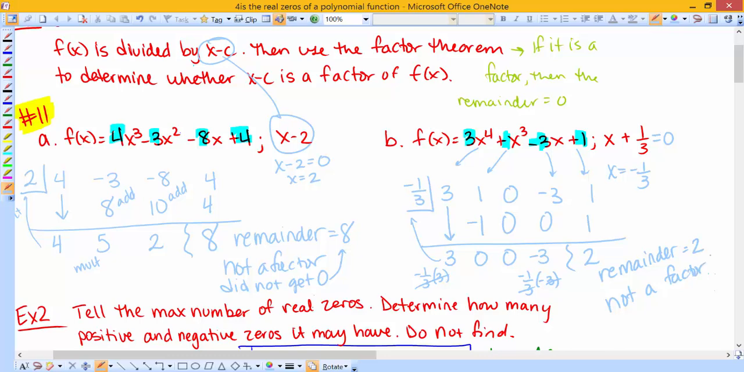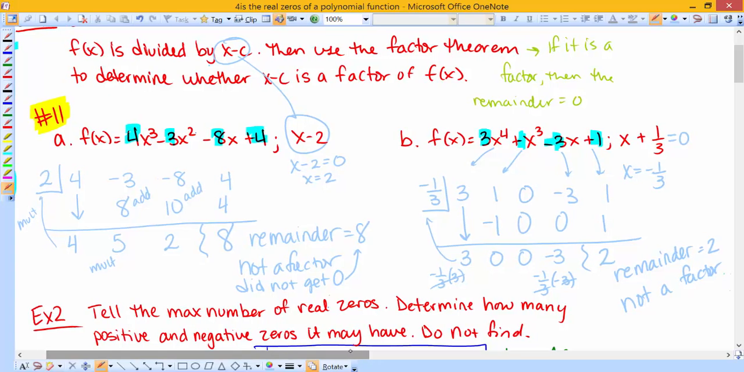So remember, what must it equal for that to be a factor? It must equal 0. The remainder must equal 0 for what you are dividing by to be a factor. And that's going to help us a lot when we are solving. So I can go through the synthetic division and I will know I have one of my solutions once I get my remainder to be 0.